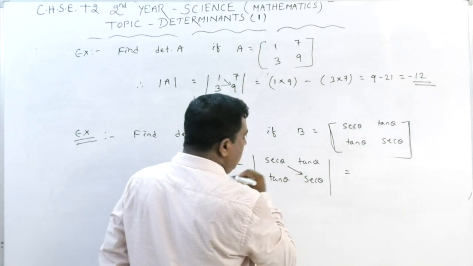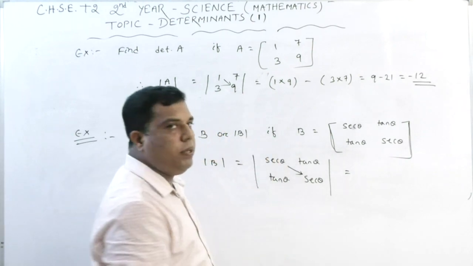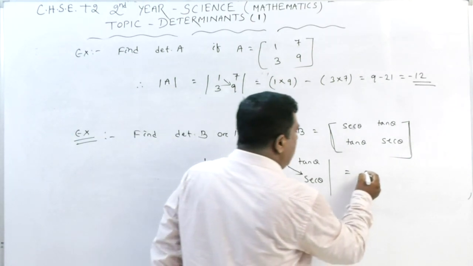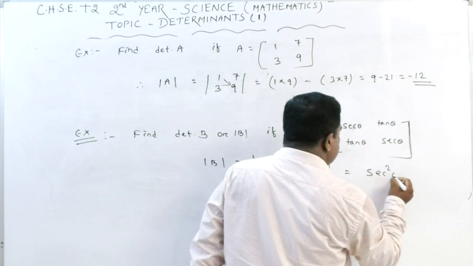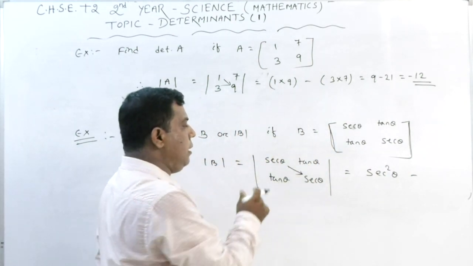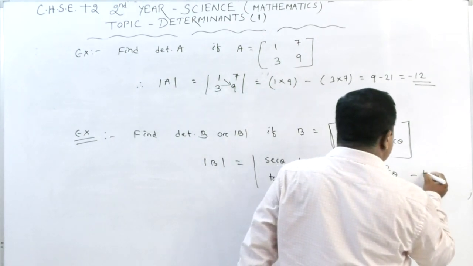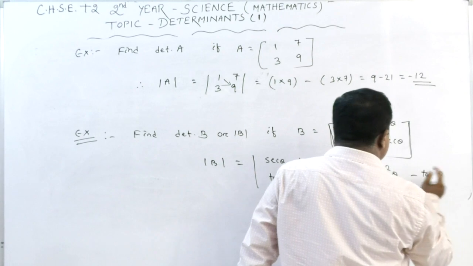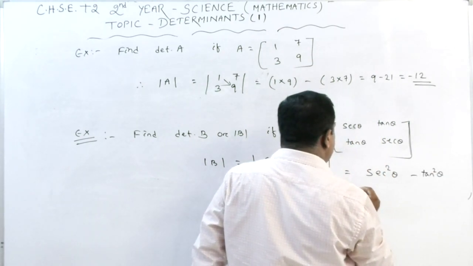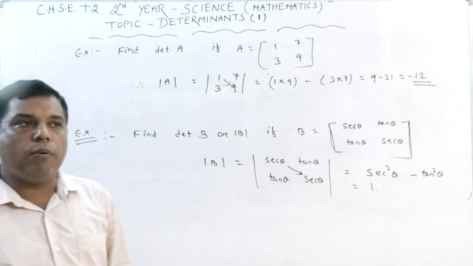Just multiply the leading diagonal elements: sec theta multiplied with sec theta. What we obtain is sec square theta minus, we have to multiply the other diagonal elements: tan theta multiplied with tan theta, which is tan square theta. So sec square theta minus tan square theta. What is the value? It is equal to 1.